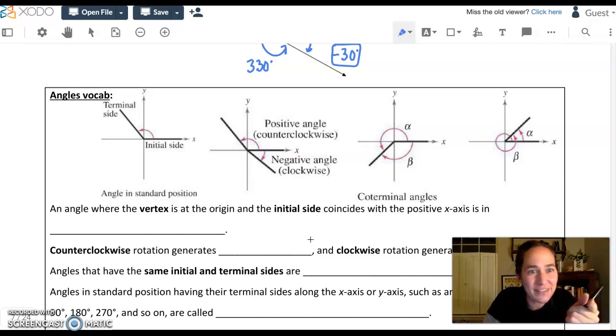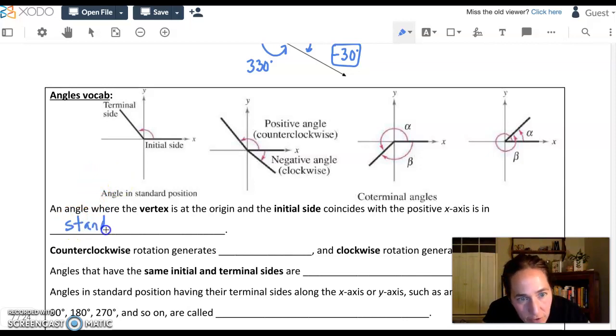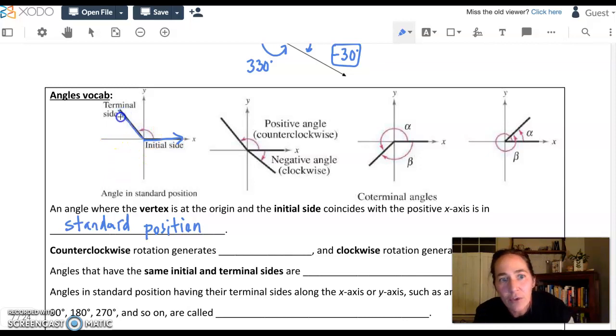Okay, back to business. Angles vocab. There is a way to set up an angle, and we call it standard position. I'm going to put that in the first blank. Standard position when we talk about angle measures. Angles have two sides, right? You've got an initial side that's going to be right on the positive x-axis, and then you have this terminal side that, when we put this on a coordinate plane, could land in any of the four quadrants. This one happens to land in quadrant 2.